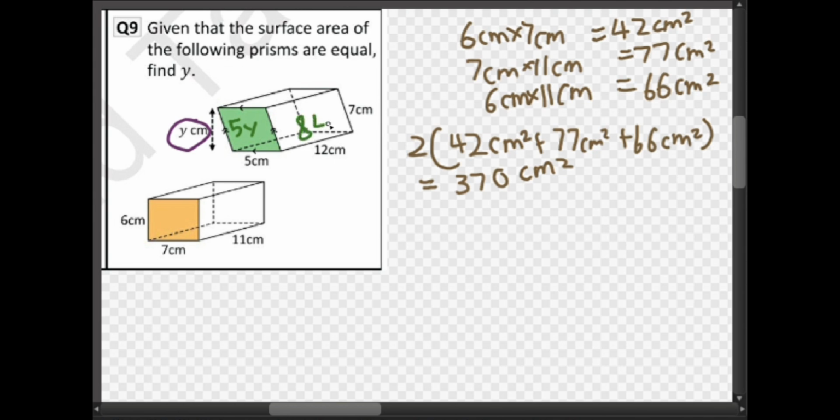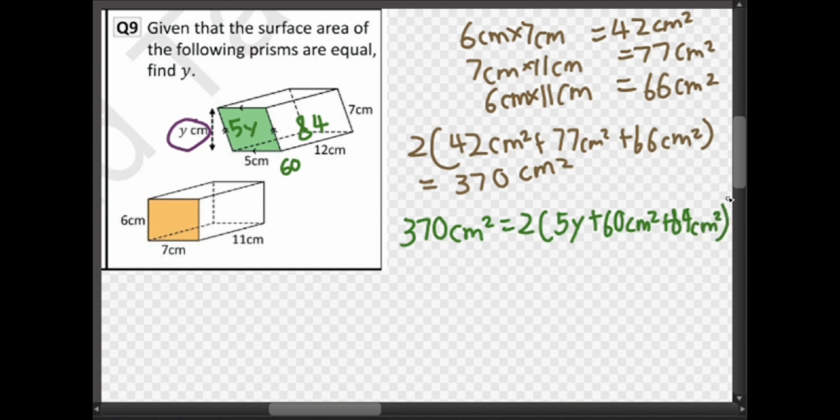Which is 84, and on the bottom it will be 5 cm times 12 cm, which is 60 cm. So basically for this, 370 cm squared equals 2 times (5y plus 60 cm squared plus 84 cm squared). So basically it's 10y plus 120 cm squared plus 168 cm squared.